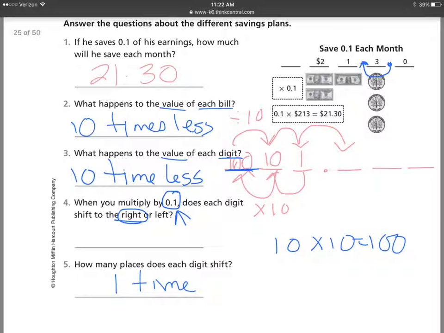I'd like you now to complete page 136 on your own, and then complete page 137, number 12 and 13, and then come back for the rest of this lesson.